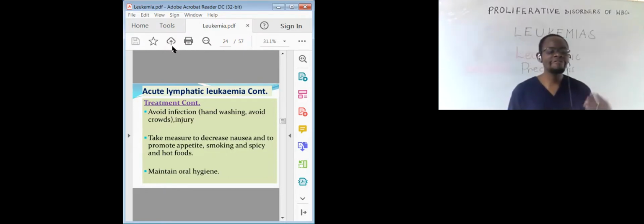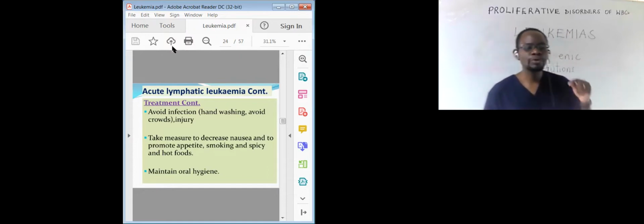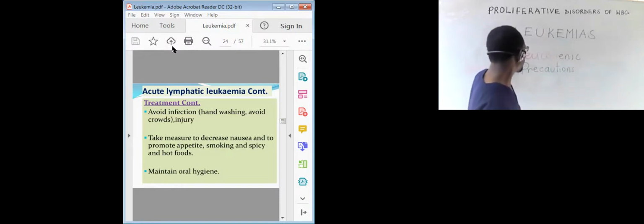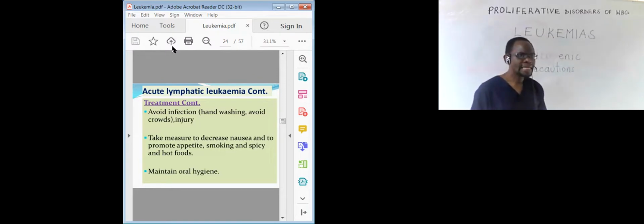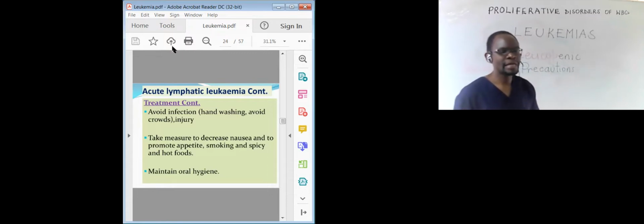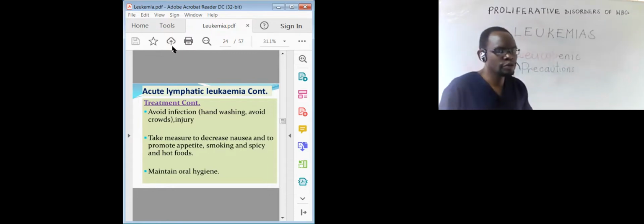Do not bring flowers. If the patient is sick with leukemia, do not bring them flowers to smell, because all that will predispose them to infection. So you have to do what we call leukopenic precautions. Take measures to decrease nausea and also promote appetite, and also maintain oral hygiene, because of the mouth sores.